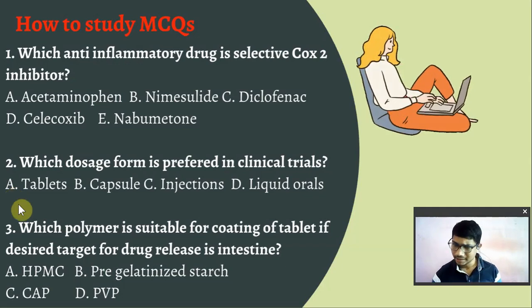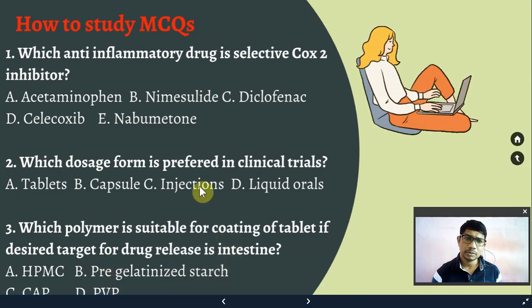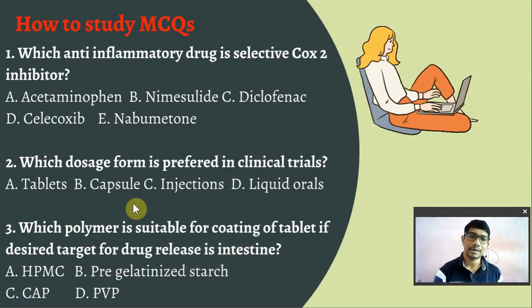Now let's come to another question: which polymer is suitable for coating of a tablet if the desired target of drug release is in the intestine? The options: option A, HPMC, that is hydroxypropyl methylcellulose. Option B, pregelatinized starch. Option C, cellulose acetate phthalate, that is CAP. Option D, PVP, polyvinyl pyrrolidone. The correct answer of this question is option C, cellulose acetate phthalate.